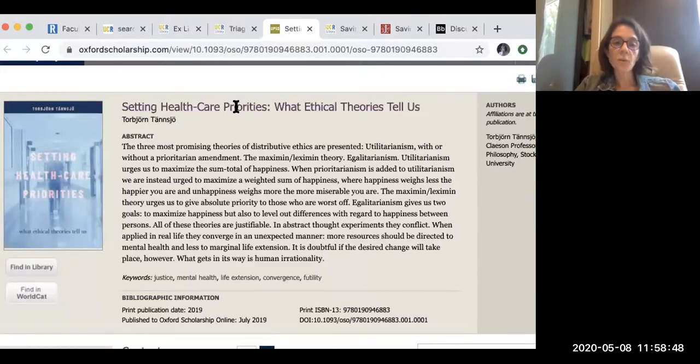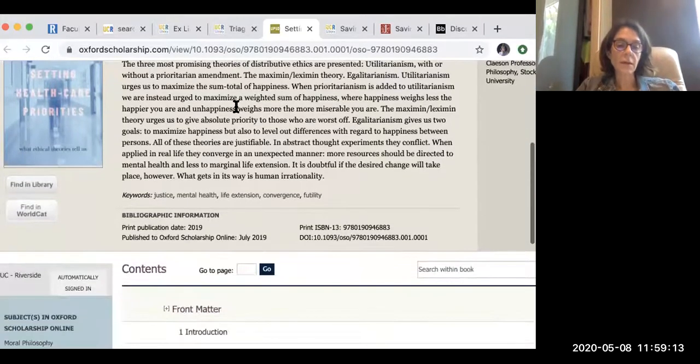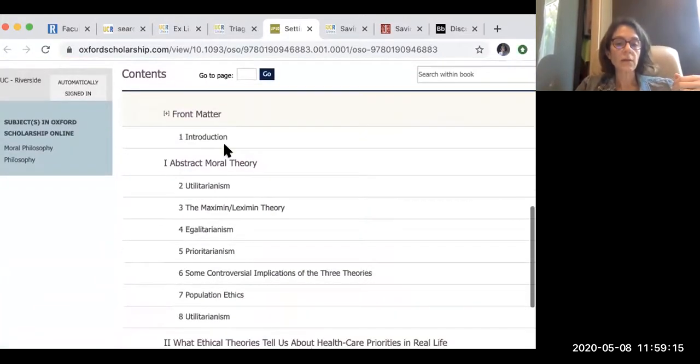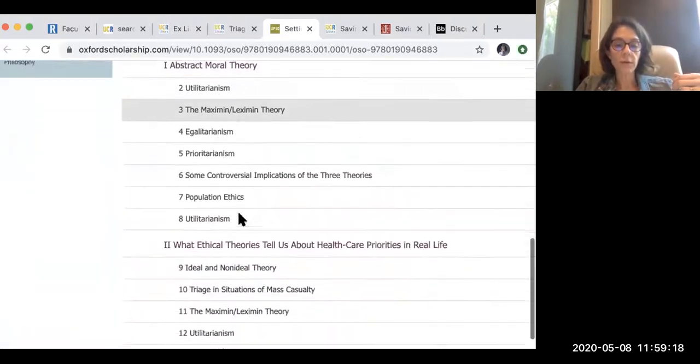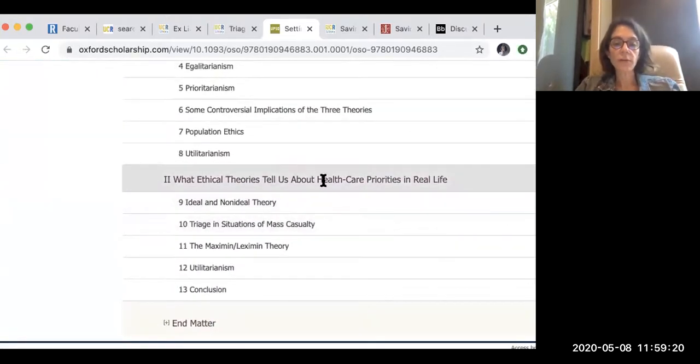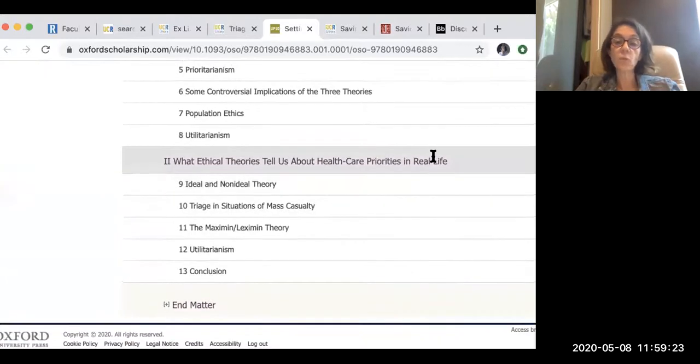Hey, this is exactly what I'm interested in because I have to learn this to then propose a solution. And I also have to reference it to my readers to show, hey, I'm credible. I'm going to the sources that have done this type of thinking for hundreds of years. I'm getting some background in it. It's going to inform the decisions I'm going to make in my solution paper, right? So here's some abstract moral theory, but here, what ethical theories tell us about healthcare priorities in real life.